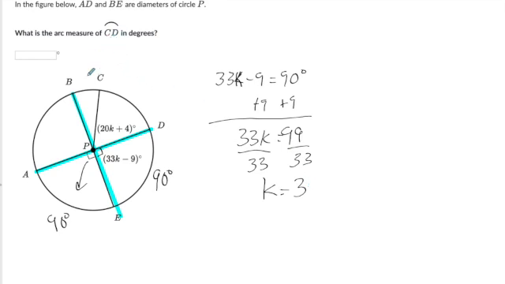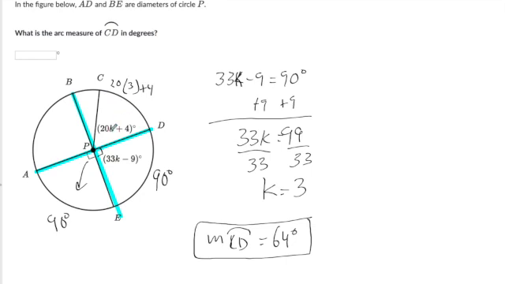Okay, and then we can find CD. CD is this one over here, so we just have to plug it into this equation. So this would be 20 times 3 plus 4, and so that would give us the measure of arc CD equals 60 plus 4, which is 64 degrees. Always check to see if that makes sense in your diagram.